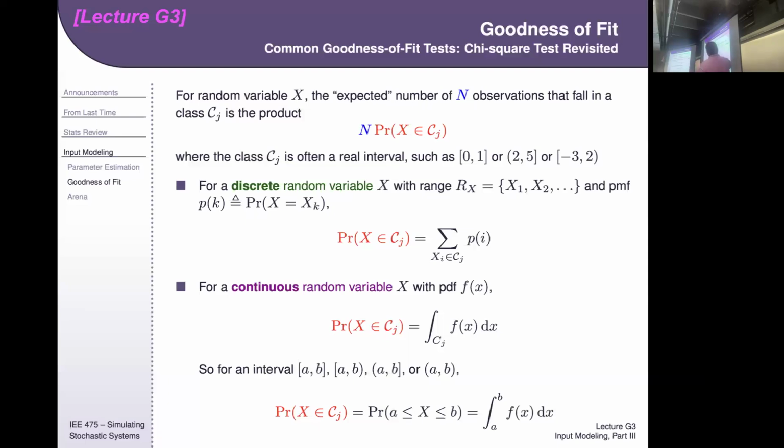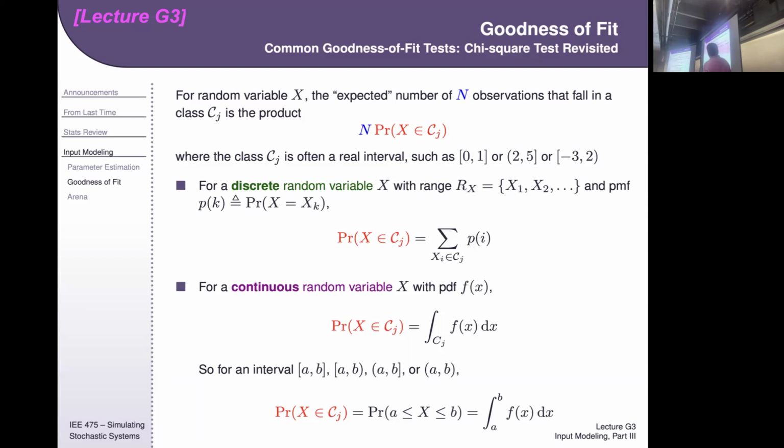So for a discrete random variable, you ask how many discrete outcomes fall in the bin, and then you find the probability for each one of those outcomes, sum them all together. That's what gives you this probability multiplied by the total number of samples. That's your expected count for the bin.